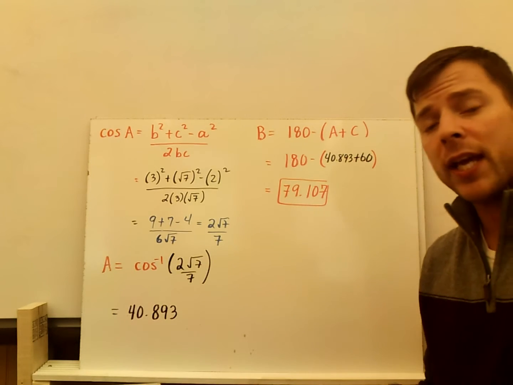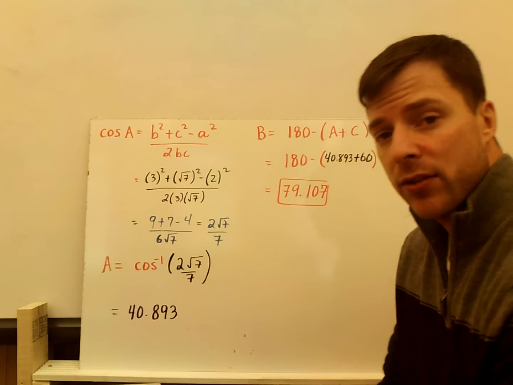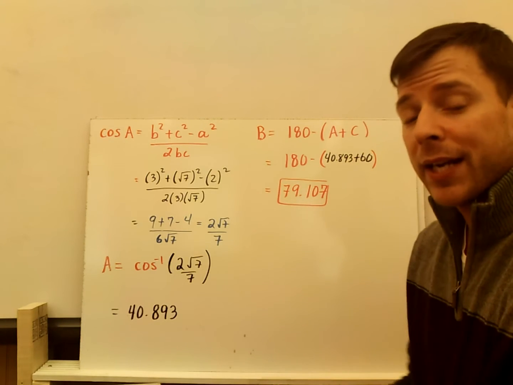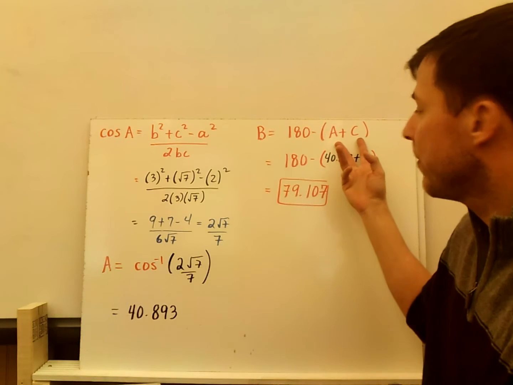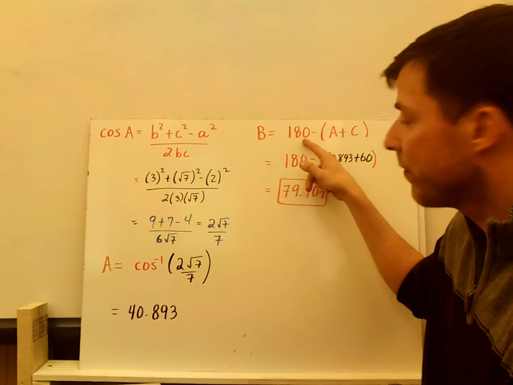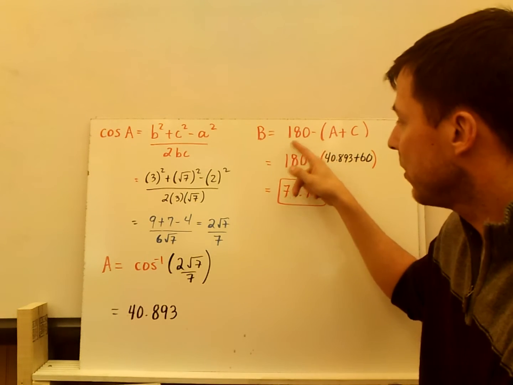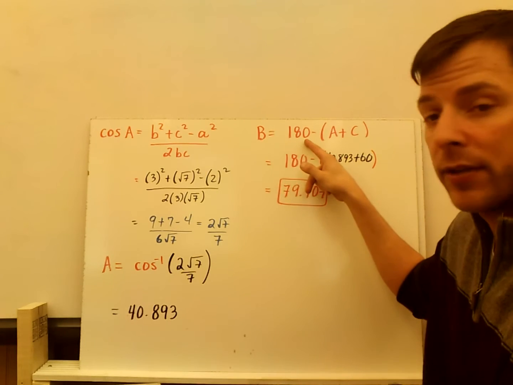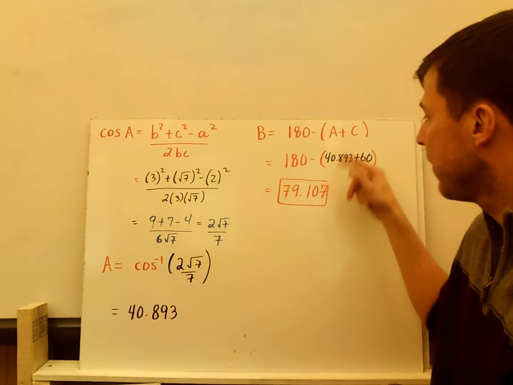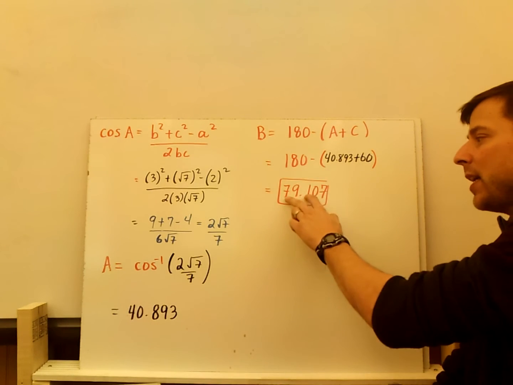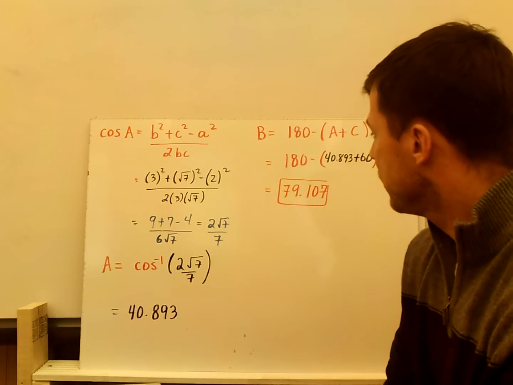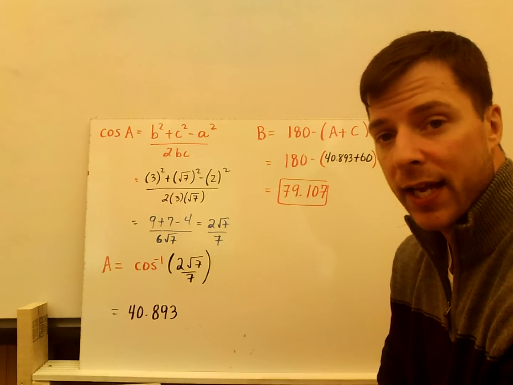Now, the only angle we're missing is B. I could do the Law of Cosines again, but I don't need to, since I already know two of the angles. If I take the sum of those two angles and subtract it from 180, I get my final angle. So B is equal to 180 degrees minus A plus C. I take that away from 180 and I get 79.107 for the final angle.